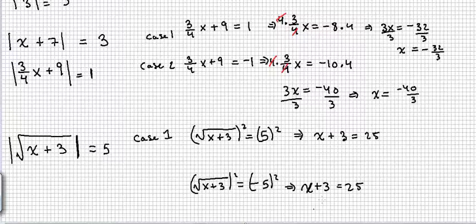So now we get, look at that. Both sides are the same. So we really only have to solve just one of these. We'll get x is equal to 25 minus 3. X is equal to 22.